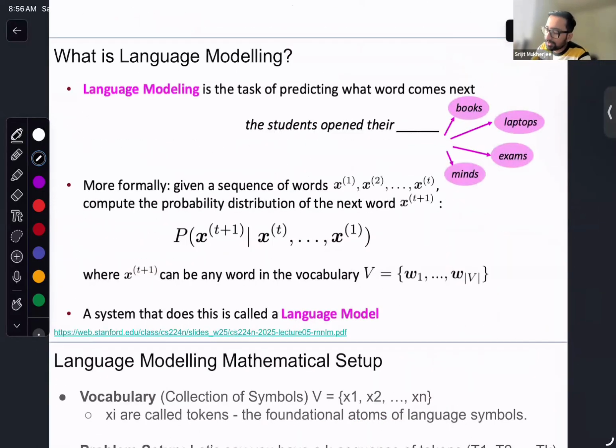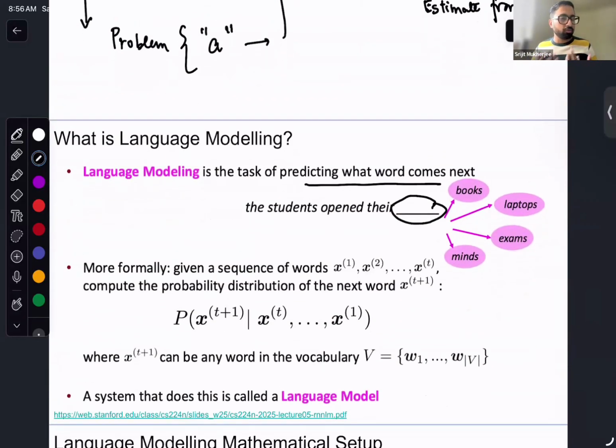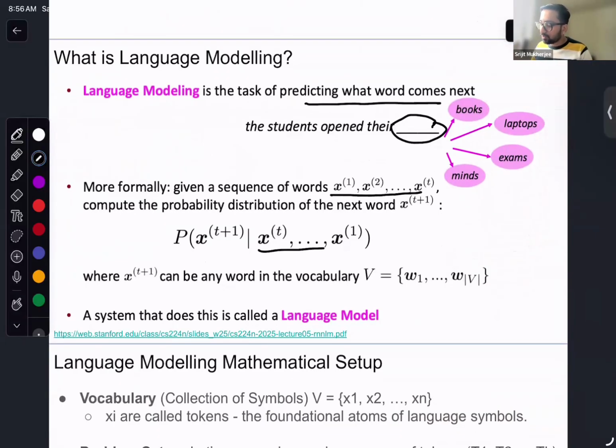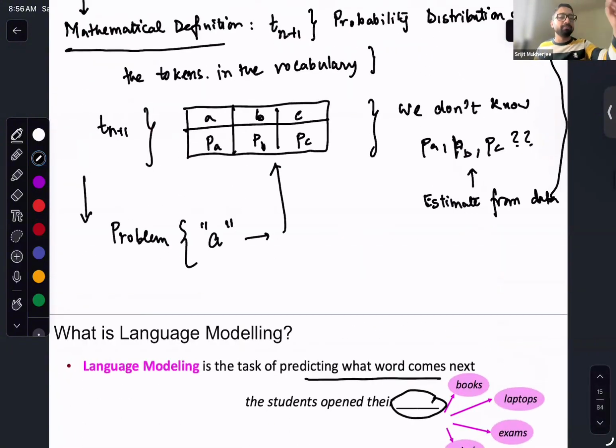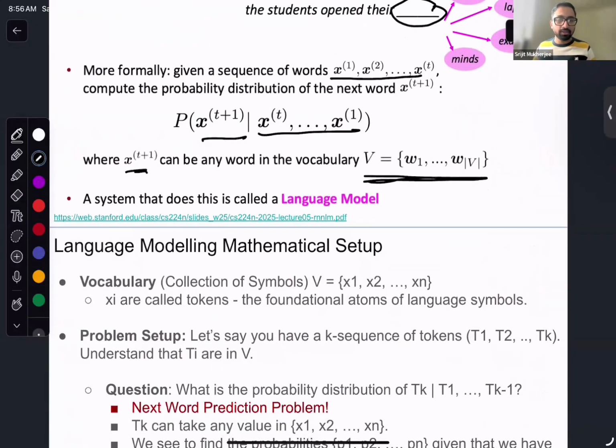Now, a language model is the task of predicting what comes next. Students open there are a lot of options. It can be books, laptop, exams. I have given an example in a very restricted space. Now imagine the English vocabulary is very large, and we have to find a probability distribution over that. The basic idea is: given these words, what will be the probability of the next word? Essentially, we ask what is the probability of A, B, and C. Here it's asking what is the probability of W1, W2, and so on. The system that does this is called a language model.